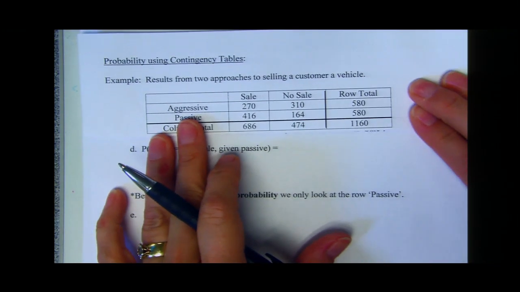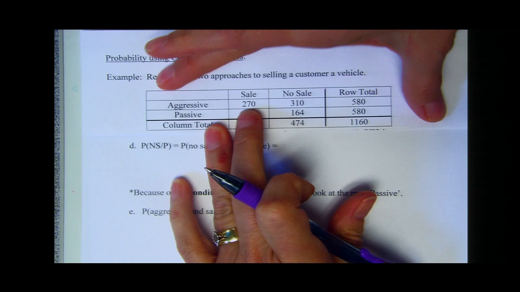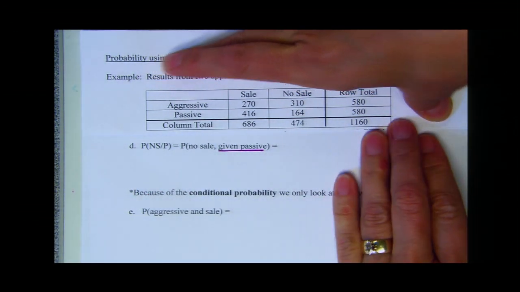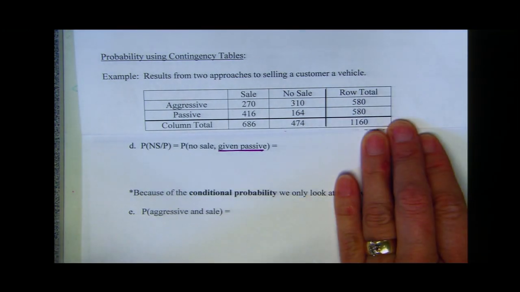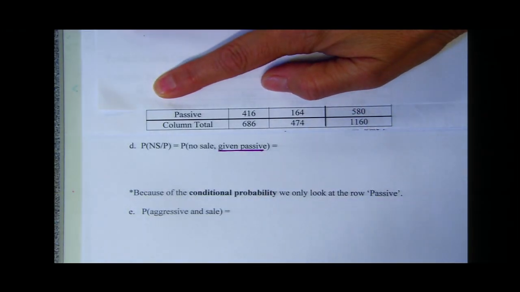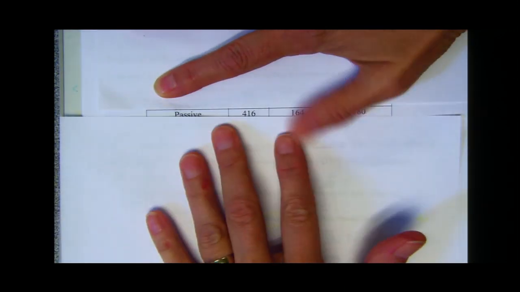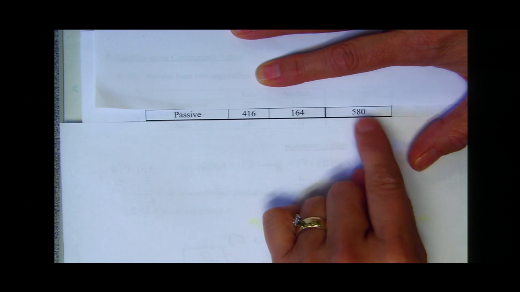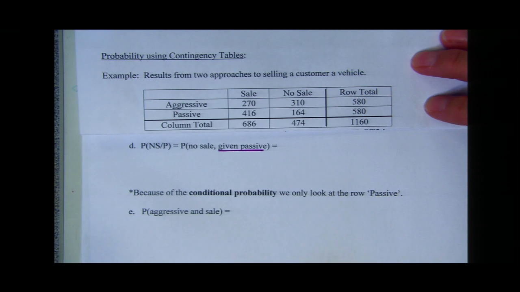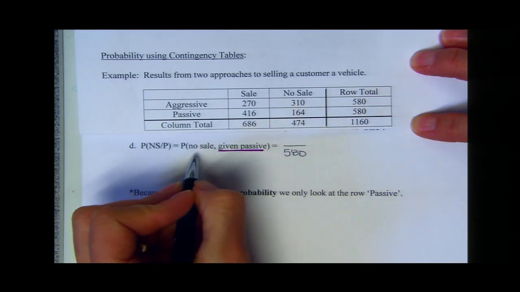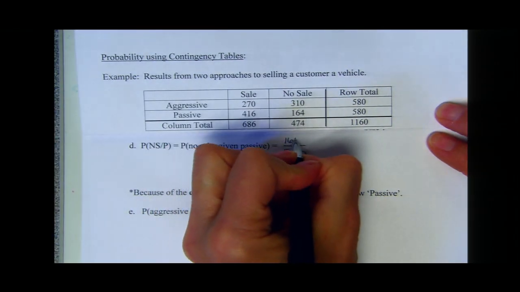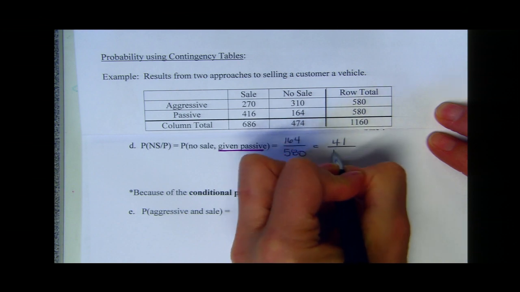Okay, so this next one is a conditional probability as well. And now the condition is saying only look at those customers in which they were approached passive. So what I'm going to do is restrict my attention to only those that were approached passively. So I'm not worried about those, nor am I worried about those. The total that were approached passively, we're looking at only 580 customers. So that's going to be my denominator. So I know my denominator is going to be the 580 and no sale. So I'm restricting to this row of passive. No sale would be 164. And 164 over 580 reduces to 41 over 145.